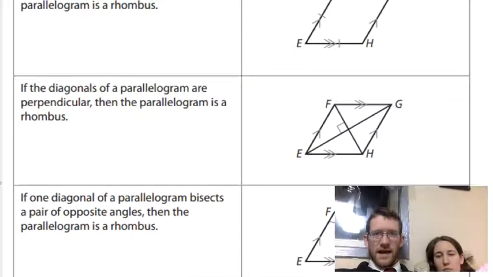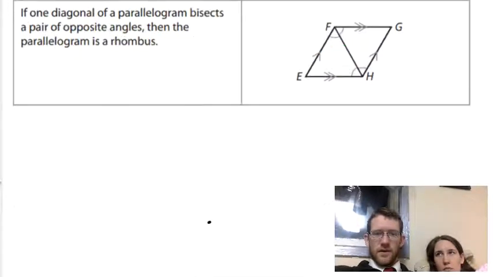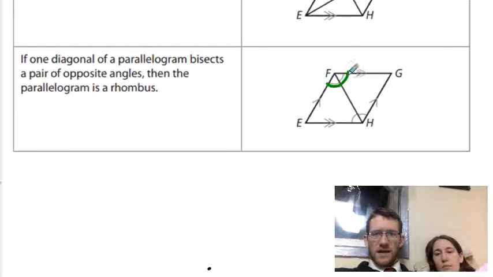Similarly, with the diagonals, one of the properties of these is that the diagonals are perpendicular. So if we have diagonals that are perpendicular, and it's a parallelogram, we know it's a rhombus. And then finally, our third property of rhombuses is that if angles are bisected, right? So if angle EFG here is bisected by the diagonal, and it's a parallelogram, we know that it's a rhombus as well.